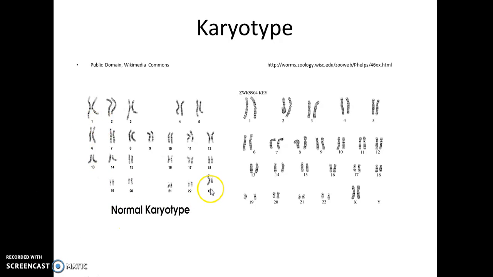How do we know it's male? XY. This is a normal female. How do we know? XX. You know there's nothing on the Y because there's no Y chromosome there. There are two X chromosomes. That's a female individual.